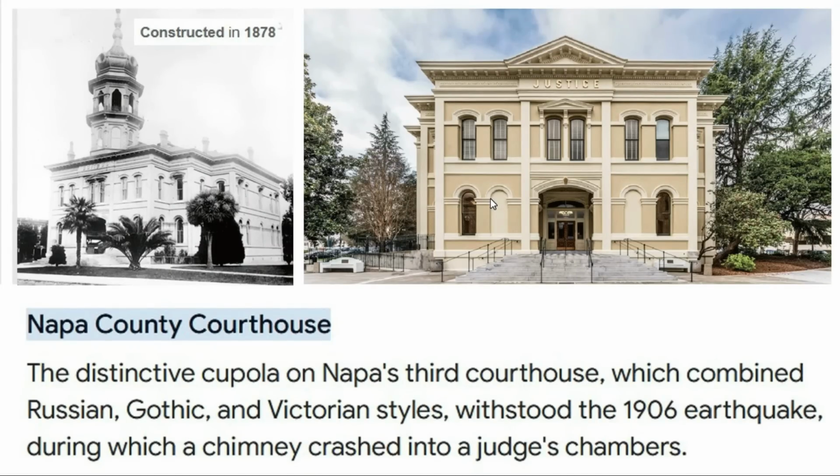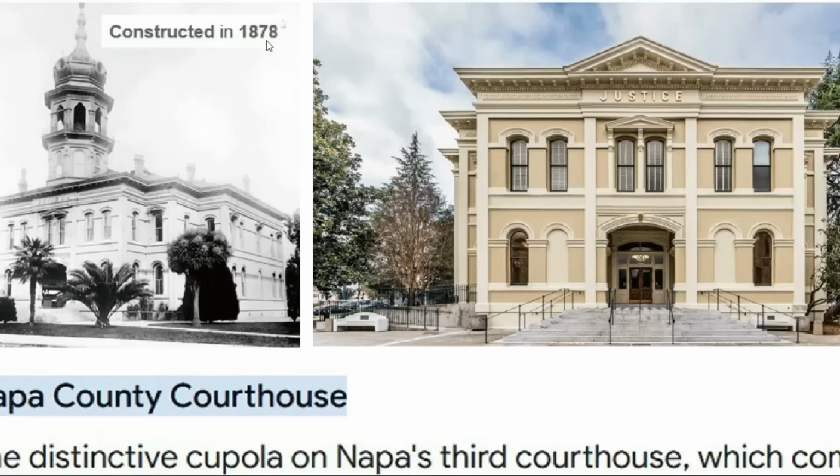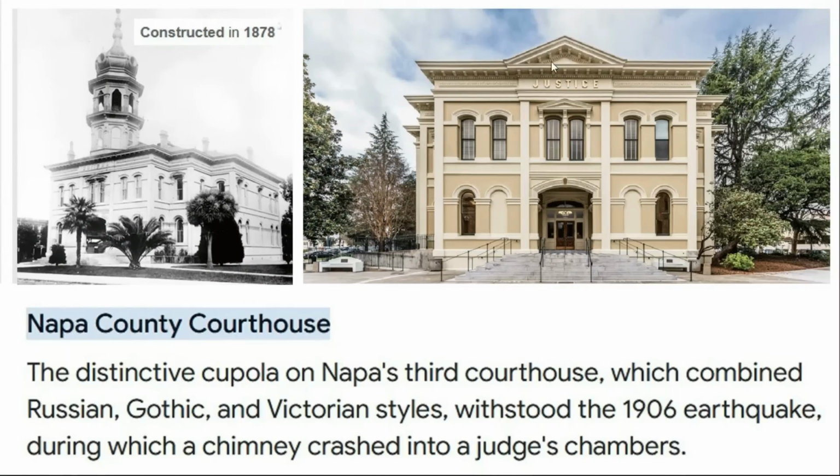And to finish up, speaking of this natural cement that I talked about earlier in the video, courthouses, we talk about these courthouses all the time, and a lot of them have been demolished or have gone through transformation, and this courthouse is no different. The Napa County Courthouse, which is in California, this is how it used to look, and we're told it was constructed in 1878. And it's lost its cupola.